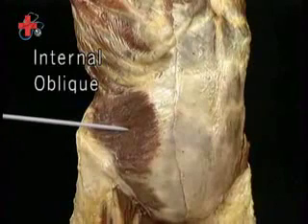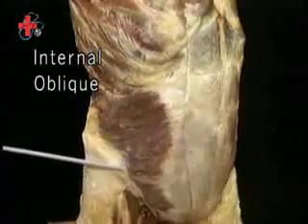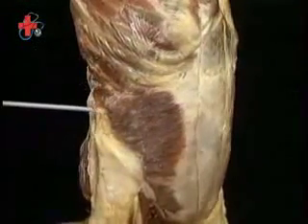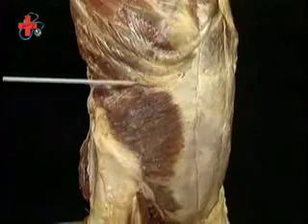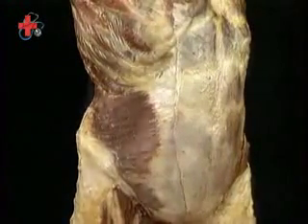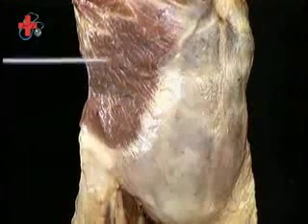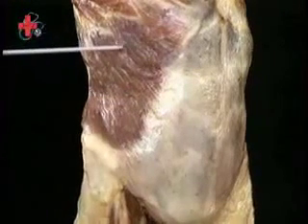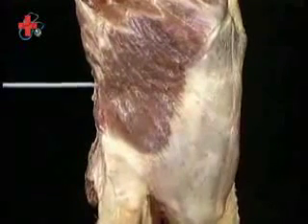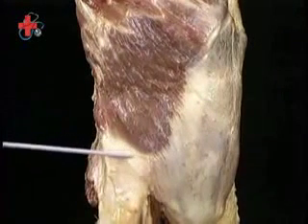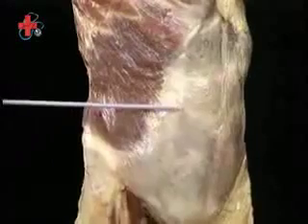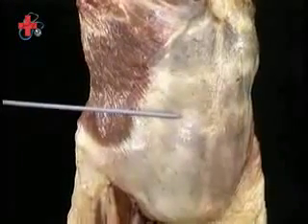Outside transversus is the internal oblique. Its fibers arise from the iliac crest and fan out in many directions, the highest ones inserting on the lowest 3 ribs. Outside the internal oblique is the external oblique. It arises from the lower 7 ribs and inserts partly on the iliac crest, partly into this broad tendinous sheet, the external oblique aponeurosis.